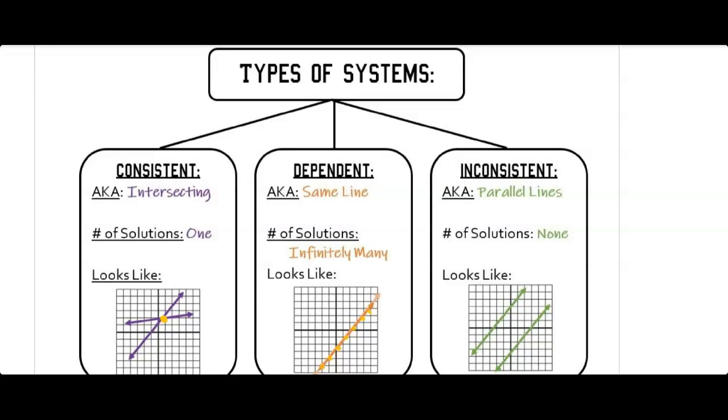The last type of system is an inconsistent system. And this is a set of parallel lines. And so there will be no solutions for these because they never intersect. We know that by definition, parallel lines are lines that never intersect. So as you see in my 2 green lines at the bottom there, they're parallel, they're not going to cross each other, so there would be no solutions.